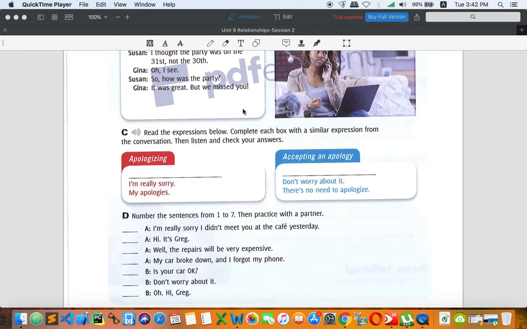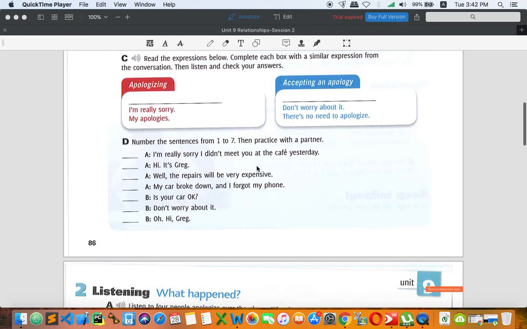And in part D, everybody, right here you have to number sentences from 1 to 7. So you can imagine what should be the first, what should be the last. Write down number 1 to number 7, and I will check your answer on Friday. Don't worry about this.